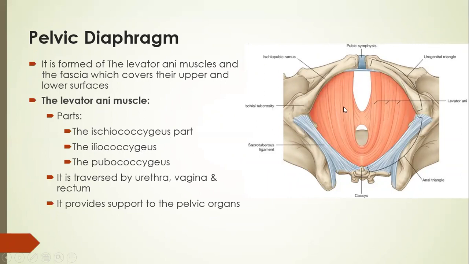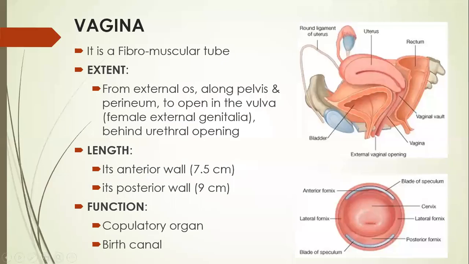It is traversed by the urethra, so it is completely covering the pelvis, except there are some openings. One is for the urethra in the front and the vagina, and the rectum will be here. So these are the only openings present. All other parts are covered by the levator ani, which forms the main strong pelvic diaphragm. It provides support to the pelvic organs. This muscle is very important for pelvic organ support, so if it is damaged, it leads to a condition called prolapse of the uterus, vagina, everything.